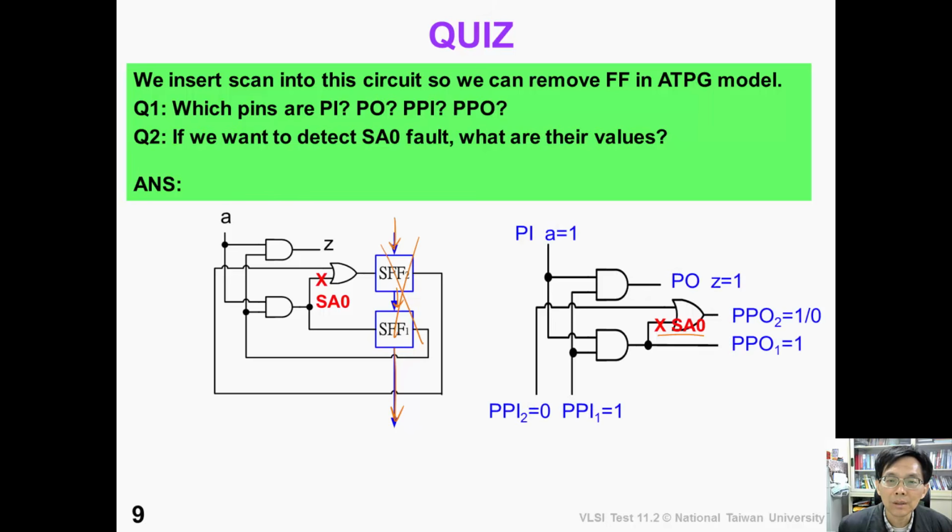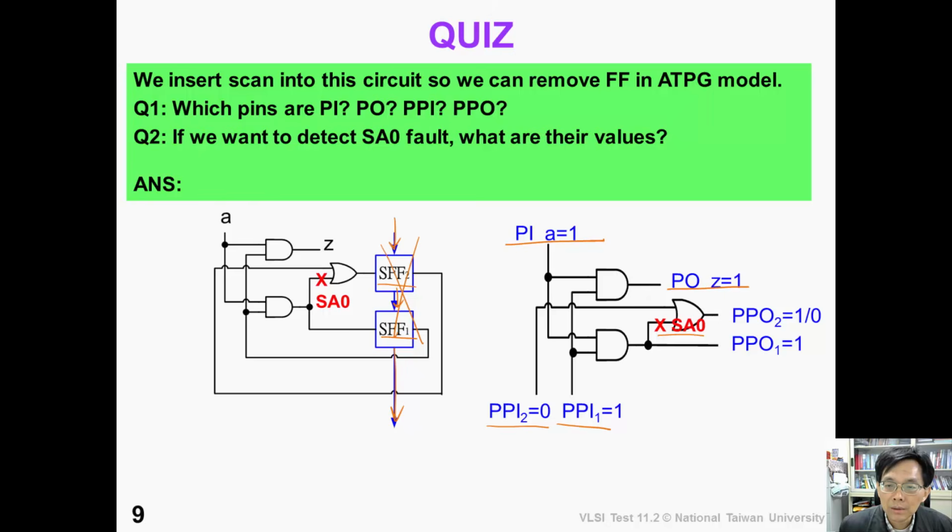Okay, this one is easy, right? Primary input is A and primary output is Z. They are the same as the original sequential circuit. For scan flip-flop number 1, it corresponds to the pseudo-primary input number 1. For scan flip-flop number 2, the output is pseudo-primary input number 2.